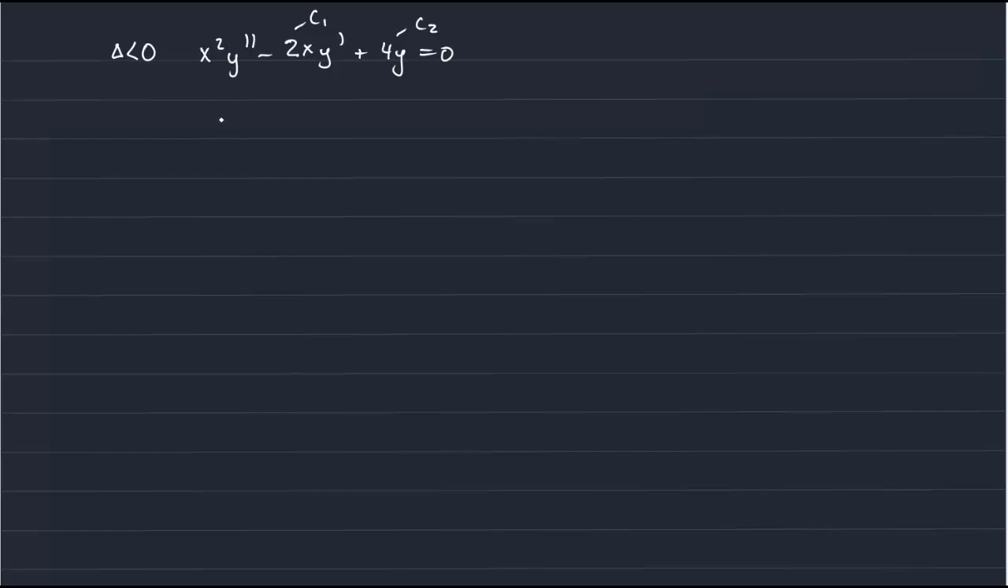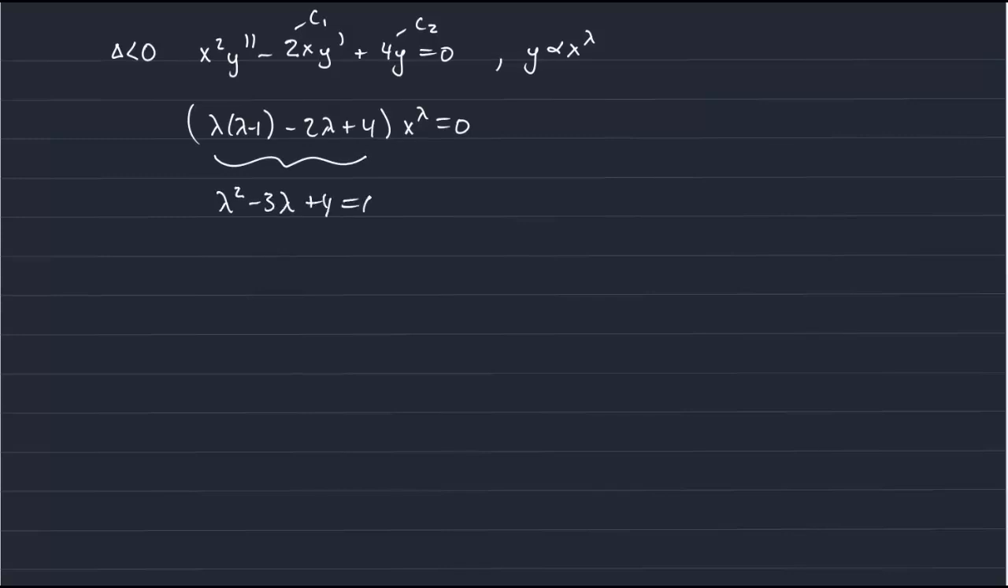And the characteristic equation, so again, we assume that y is proportional to x to the lambda. When we substitute that into here, we get lambda times lambda minus 1 minus 2 lambda plus 4 times x to the lambda is equal to 0. And our characteristic equation becomes lambda squared minus 3 lambda plus 4 is equal to 0. And using the quadratic formula, we get 3 plus and minus the square root of b squared, which is 9, minus 16, all over 2, and that's equal to 3 halves.